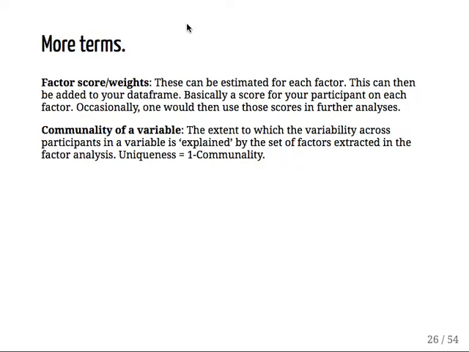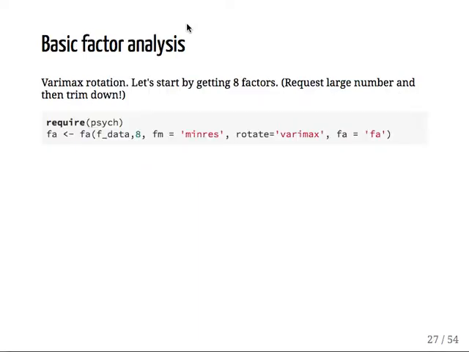So communality, that's also a term you might come across, and it's the extent to which the variability across participants in the variable is explained by the sets of factors extracted in the factor analysis. So it's again a very complex term. It's basically the degree to which a variable is specific or shares variance with other factors. Again, this will become more clear if we actually do it.